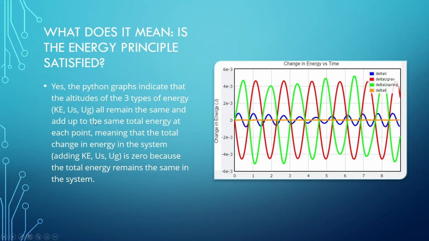So what does it mean? Is the energy principle satisfied? Yes, absolutely. As we can see from the total change in energy, it's always constant. The amplitudes of the three types of energy all remain the same and add up to the same total energy at each point, meaning that conservation of energy is satisfied.